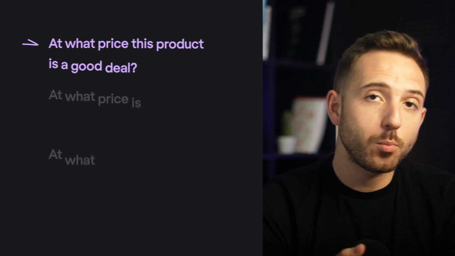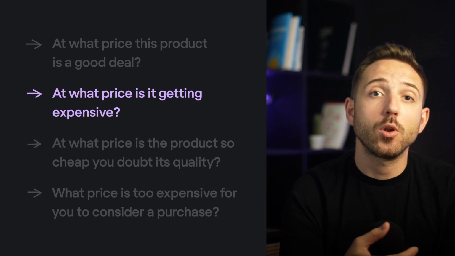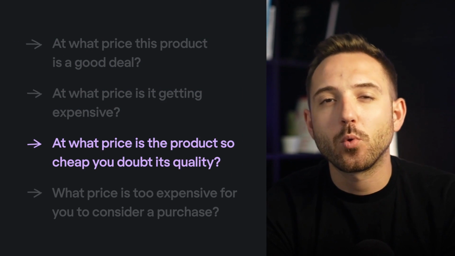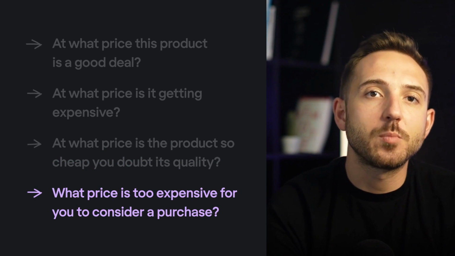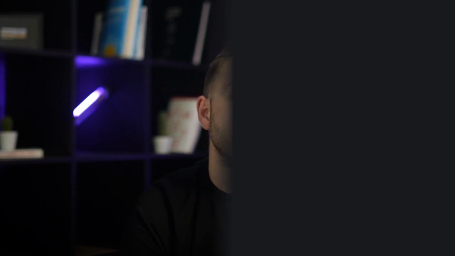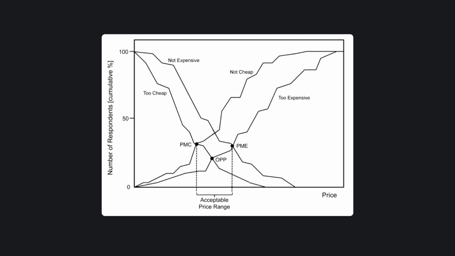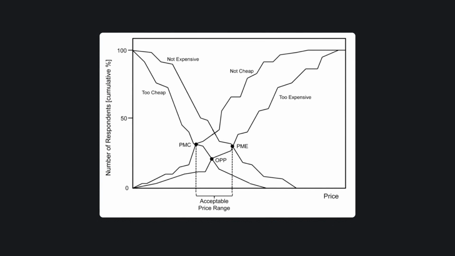Ask your audience 4 questions about the product. At what price is this product a good deal? At what price is it getting expensive? At what price is the product so cheap you doubt its quality? What price is too expensive for you to consider a purchase? Having a stack of replies, you collect the value for each question and plot them as histograms. An intersection created by the 4 histograms shows an acceptable price range.